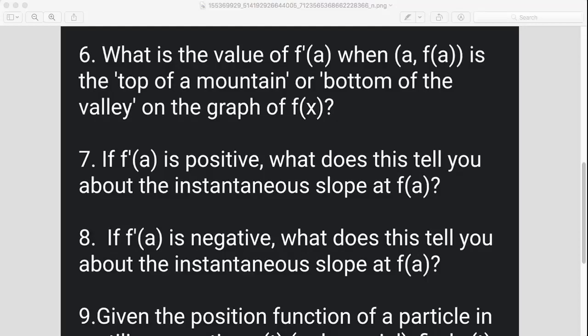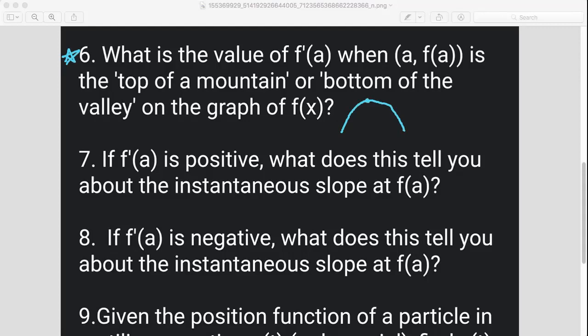Okay, so here we have a problem. We're going to start with number 6. And it says, what is the value of f prime of a, or the derivative at a, when a comma f of a is the top of a mountain or the bottom of a valley on the graph of f of x? So when it says the top of a mountain, that means that you're going from increasing and you're changing to decreasing. So the top of the mountain would be at this point right here.